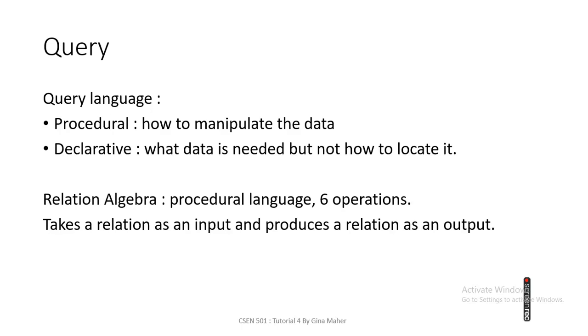So what is the relational algebra? It's a procedural language that consists of 6 operations. It takes a relation or set of relations as input and produces a relation as output. So the input is always a relation, and the output is of the type relation as well. What are the 6 operations that we are going to deal with in relational algebra?